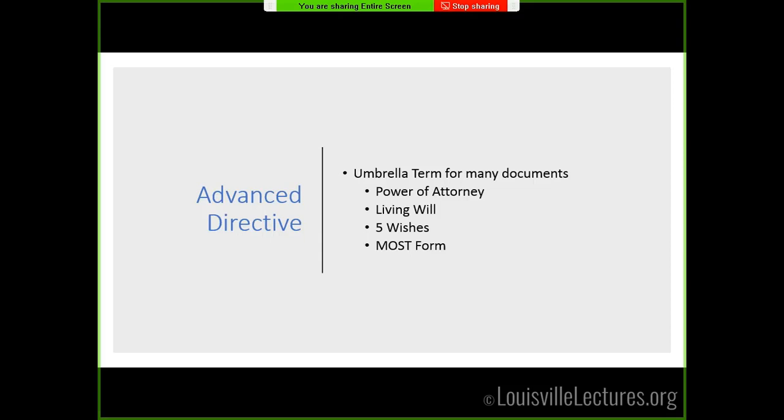So we're going to talk specifically today about power of attorney, the living will, the MOST form. I mentioned the Five Wishes form up here. It is something that's available, but there's a fee associated with it. It's a much longer form and has a lot of narrative for patients to provide insight into things that they would like to happen at the end of life. So it can be a nice tool, but it is institutionally expensive.